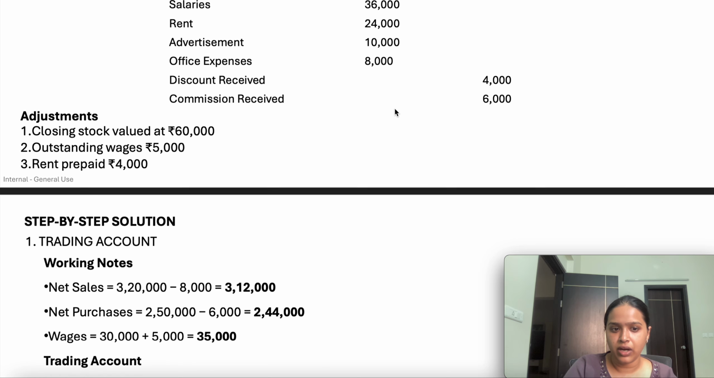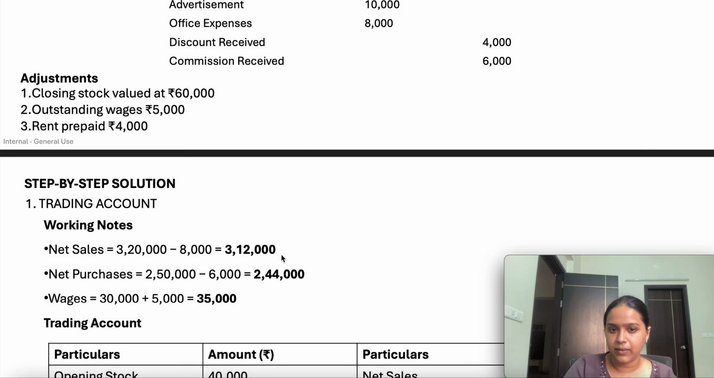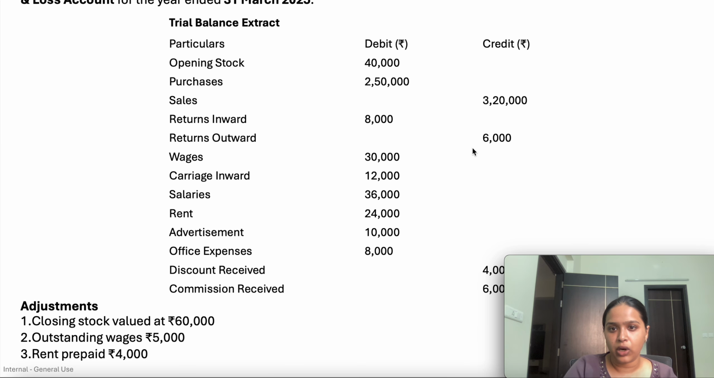It should be reduced from your sales. Okay. So net sales will be 3,12,000, and return outward 6,000 should be reduced from your purchases. So net purchases are 2,44,000. Okay.